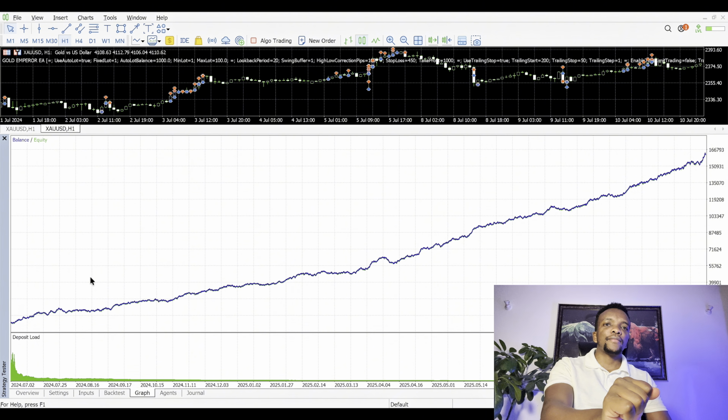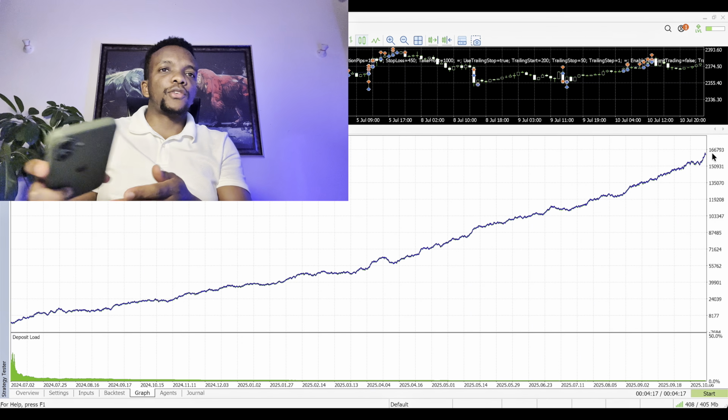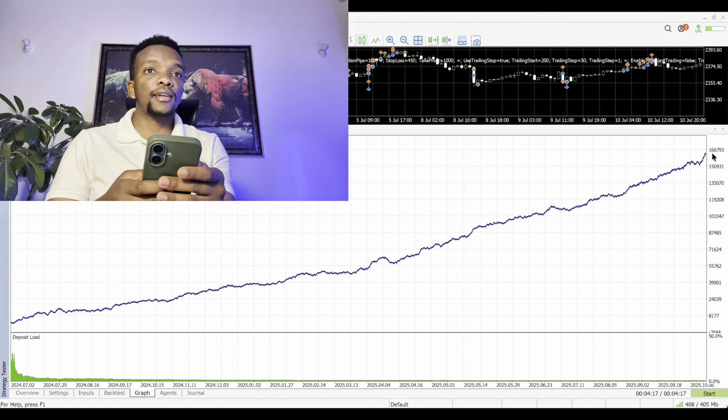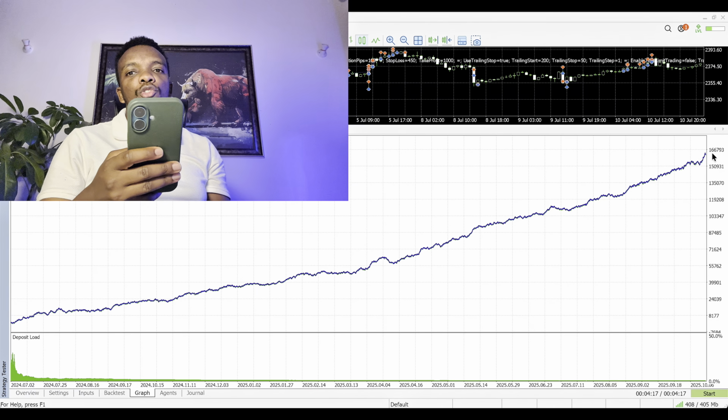So this is the graph. As you can see, we started from $1,000 all the way. Within that period, we were at 166,000. So in short, if you started with 1,000, that's around 130k Kenya shillings. You could be having around 166,000 today. So 166,000 times 129, that comes to about 21 million Kenya shillings.